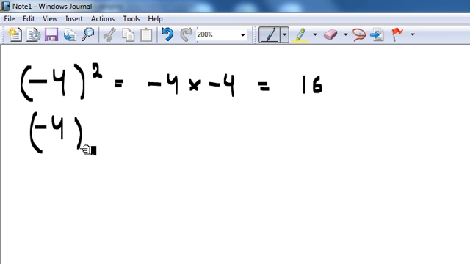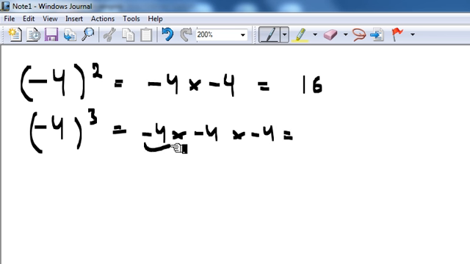-4, index 3. We know that it's going to be -4 times -4 times -4. -4 times -4, we know already that that's 16, right? So 16 times -4. You can write it out. 16 times -4.